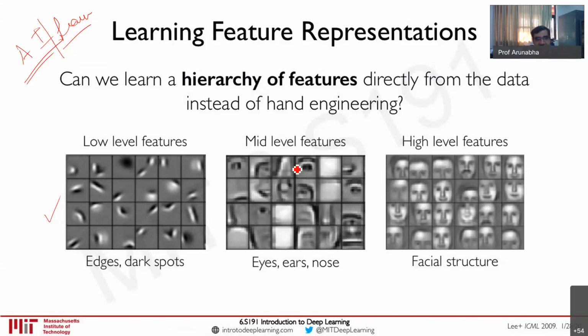Then for the medium level features, can I pick up the ears, eyes, nose, etc. from the image? And then finally, can I pick up the facial structure of the individuals whose photographs are being used in the training set? So I should be able to pick up the features from the image at various levels, and then create a hierarchical map, and using that hierarchical map, I should be able to train the AI system.